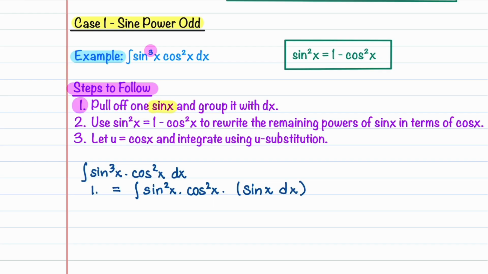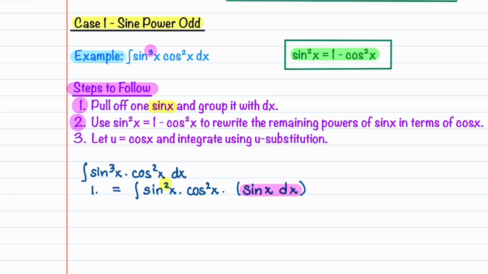The reason that we're doing this is because notice that this leaves us with an even power of sine, and we can convert that to cosine using this trigonometric identity that I put up here on the right, and then we have sine x dx, which is the derivative. Let's see how this works.